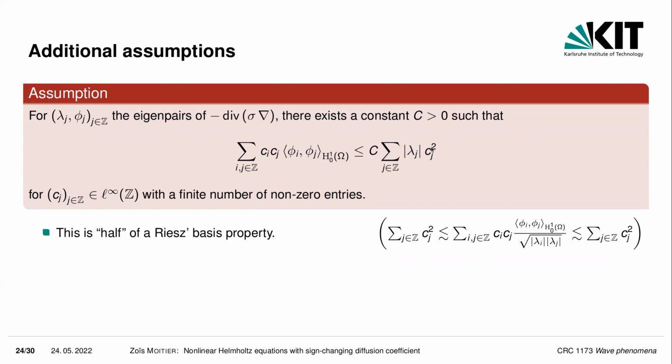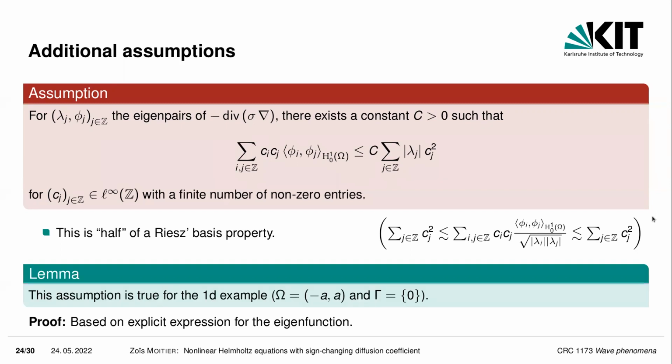And this is half of a Riesz basis property, because a true Riesz basis property will mean that you have the upper bound and the lower bound. And here we only ask for the upper bound. Okay, and so this assumption in red can be verified in this 1D example, because we have access to explicit expression, but in a higher dimension, we actually don't know if it's true.